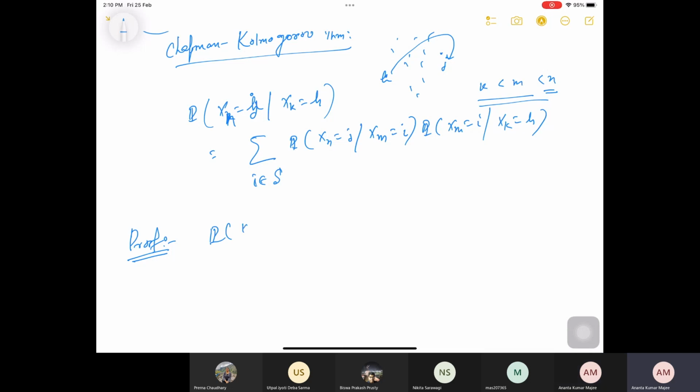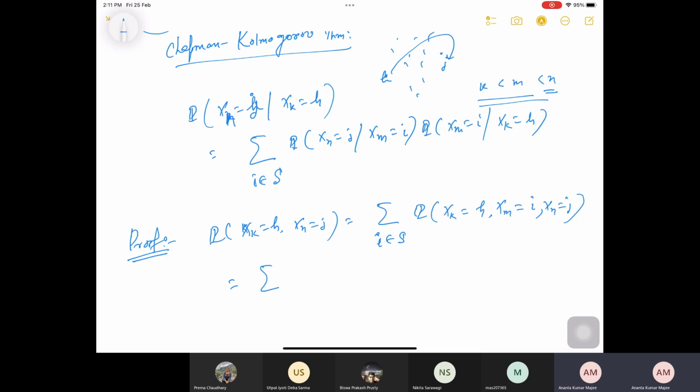Probability of x_k is h and x_n is equal to j. This part actually I can write down. This is my summation over i in S, probability of x_k is equal to h, x_m is equal to i, and x_n is equal to j. Is it not? Because this is the total probability I can have. And these things I can write down.